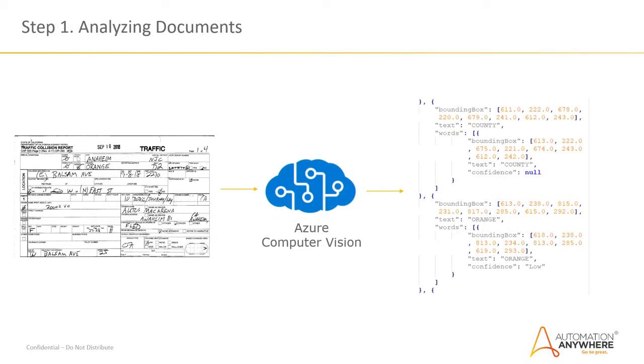So the engine converts the document into a series of images. It sends each of the images to the Azure Computer Vision API. If you have done Vision API before, the response will look actually very familiar. The response contains information such as text, bounding box, and confidence. So visually, it looks like this.